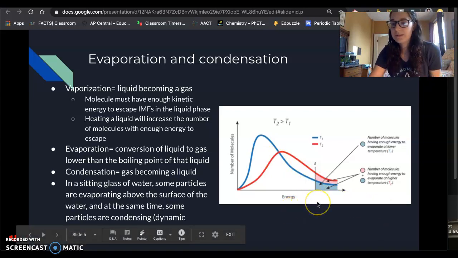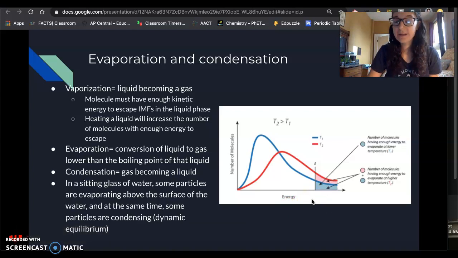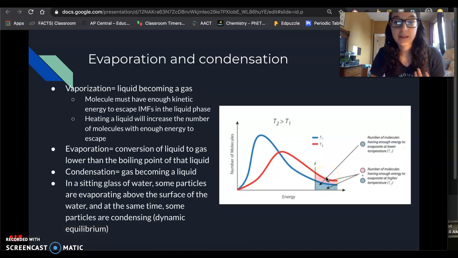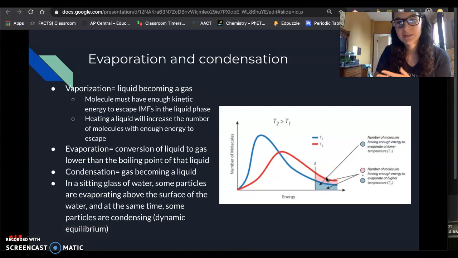So remember the energy curve, the average kinetic energy that we talked about in the last video? You do always, most likely, have some particles that can evaporate. They can escape into the gas phase. If you were to increase the temperature, then you increase the number of particles that have that energy. So the higher the temperature of a liquid, of water, the more particles you will have that can evaporate.